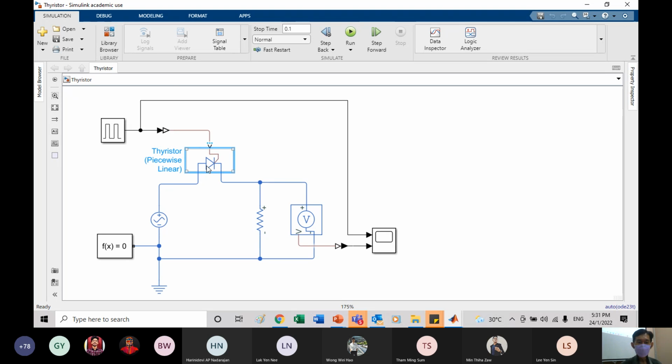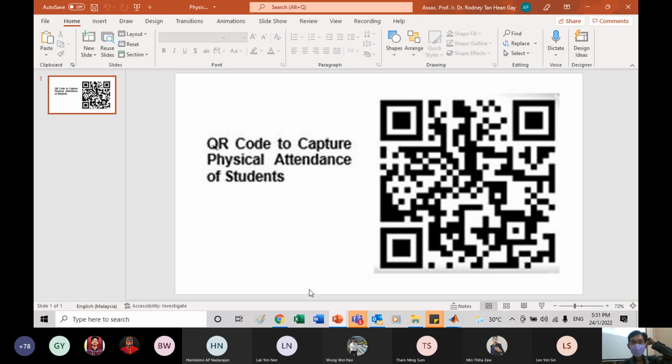You have a thyristor. Oh, come, scan this one. Yeah, this one scanned already. Confirm. If you do it online, UCSI will assume that you are not here, because they want to capture those who really come physically. Because there are a lot of students who pretend they come physically, but they never attend. So we want to really know how many are here, how many are online. So next time, don't do that.